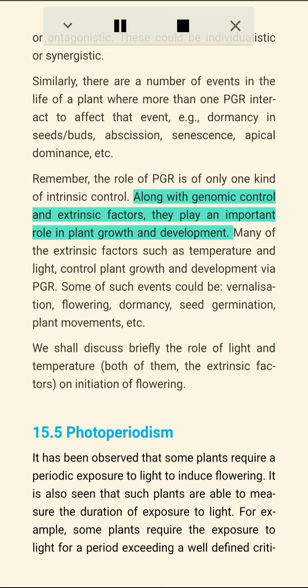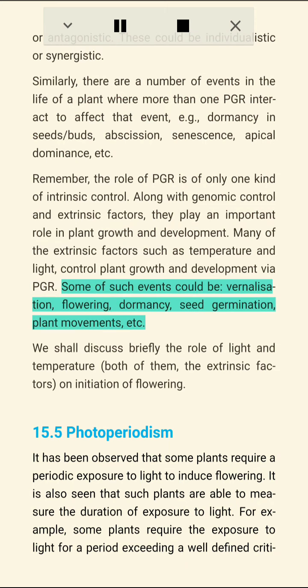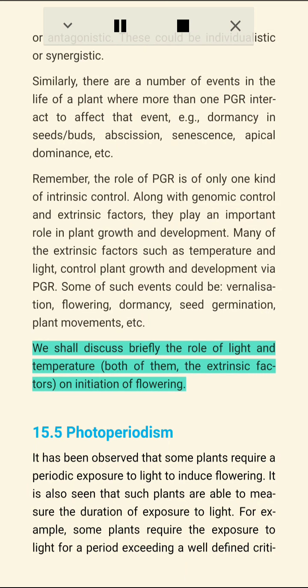Remember, the role of PGR is of only one kind of intrinsic control. Along with genomic control and extrinsic factors, they play an important role in plant growth and development. Many of the extrinsic factors such as temperature and light control plant growth and development via PGR. Some of such events could be fertilization, flowering, dormancy, seed germination, plant movements, etc. We shall discuss briefly the role of light and temperature, both of them extrinsic factors, on initiation of flowering.